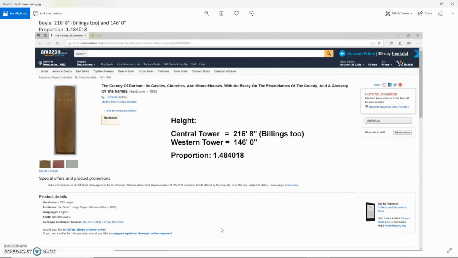My next height reference comes from the County of Durham, its castles, churches, manor houses, etc. by J.R. Boyle, written in 1892, and this book reference comes via the courtesy of Hugh McCaig. Basically it tells us that the central tower is 216 feet and 8 inches and the western tower is 146 feet, giving us a proportion of 1.484.